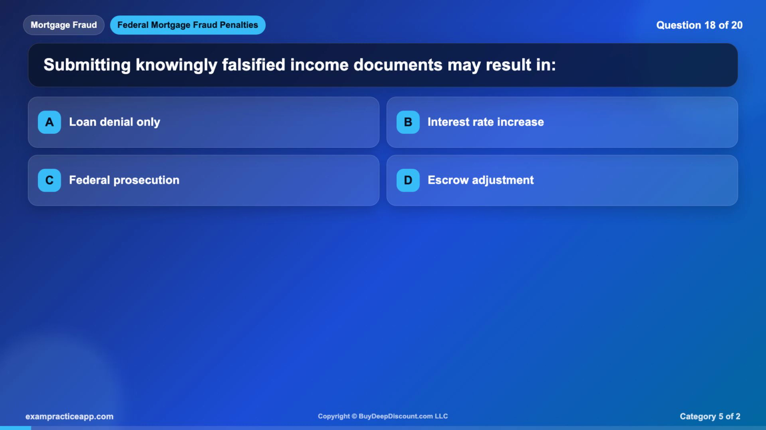Question 18. Submitting knowingly falsified income documents may result in option A, loan denial only. Option B, interest rate increase. Option C, a federal prosecution. Option D, escrow adjustment. Take a moment to choose your answer. The correct answer is option C, a federal prosecution. Explanation: Falsified documents may lead to federal criminal charges.